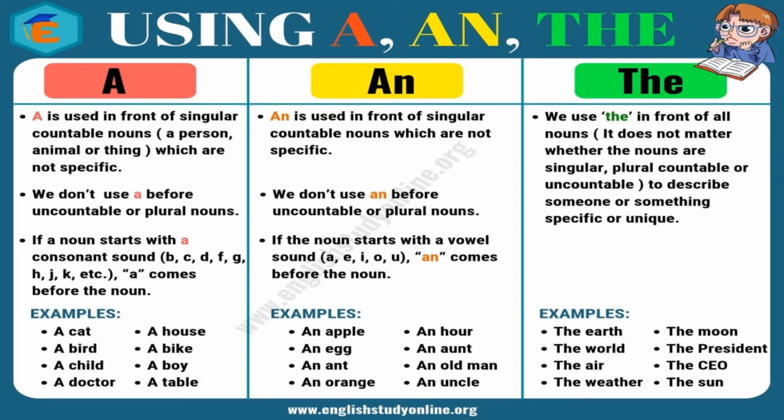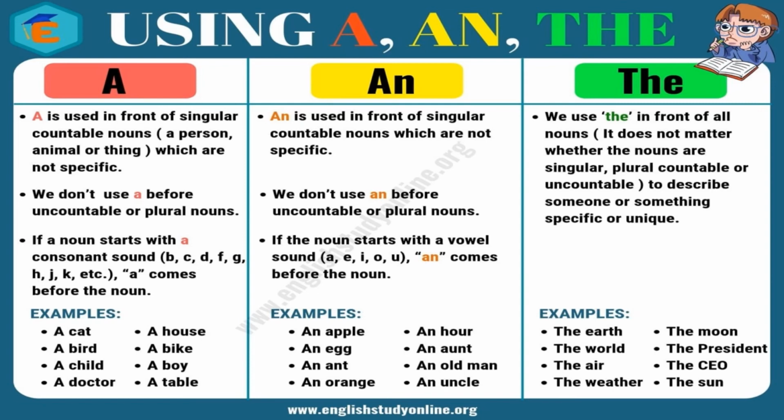Next, an. An is used in front of singular countable nouns which are not specific. We don't use an before uncountable or plural nouns. If a noun starts with a vowel sound, a, e, i, o, u, it comes before the noun. Examples: an apple, an egg, an aunt, an orange, an old man, an uncle.